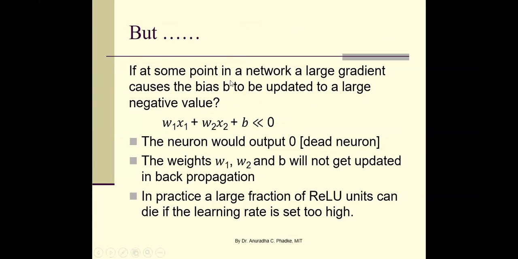If your bias value is very high in negative direction, your W1 x1 plus W2 x2 plus B will result in a value which is less than 0. So the neuron would output a 0, meaning it is a dead neuron because the gradient value is 0. The weights W1, W2 and B will not get updated in backpropagation. In practice, a large fraction of ReLU units can die if the learning rate is set too high.